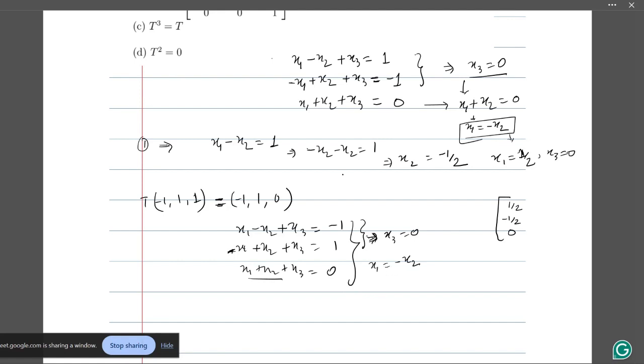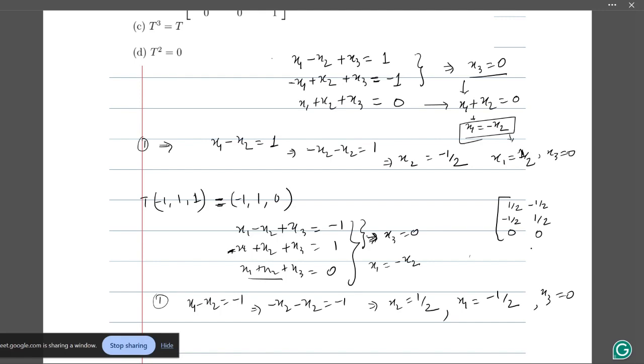But what will be x1 here? Putting it in the first equation, x1 minus x2 is equal to minus 1, so minus 2 x2 is equal to minus 1. This implies x2 is equal to 1 by 2, since the minus signs cancel from both sides and the 2 goes to the denominator on the right-hand side. So x1 is equal to minus 1 by 2, and x3 is already 0. So the second column will be minus 1 by 2, 1 by 2, and 0 again.